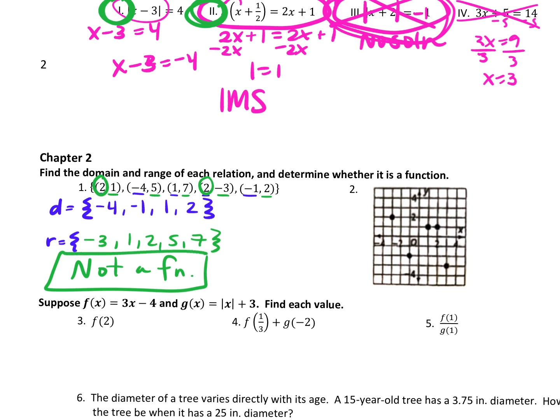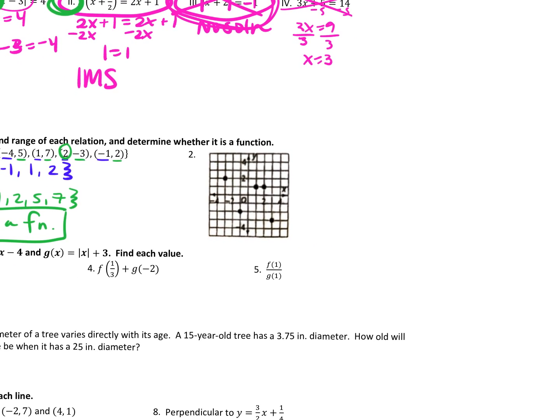Number 2, it says state your domain and range. So again, it's essentially listing all of these points. You have a point here, here, here, here, here. So your domain would be the x values. I don't typically make you name a domain and range from a graph like this, so I'm not real concerned about this part of it, but being able to tell me if it's a function or not is what I want to make sure of.